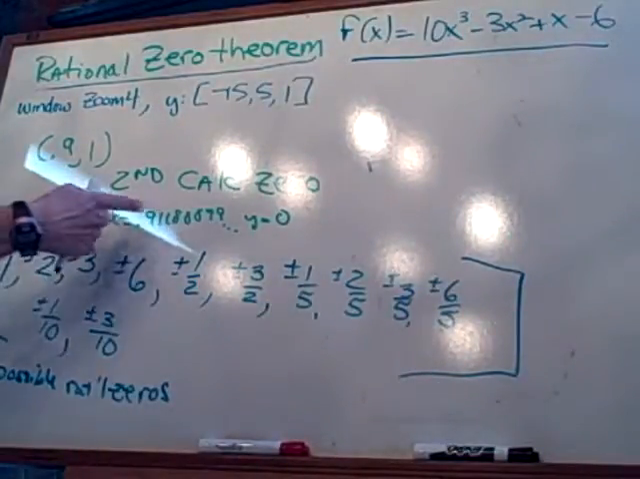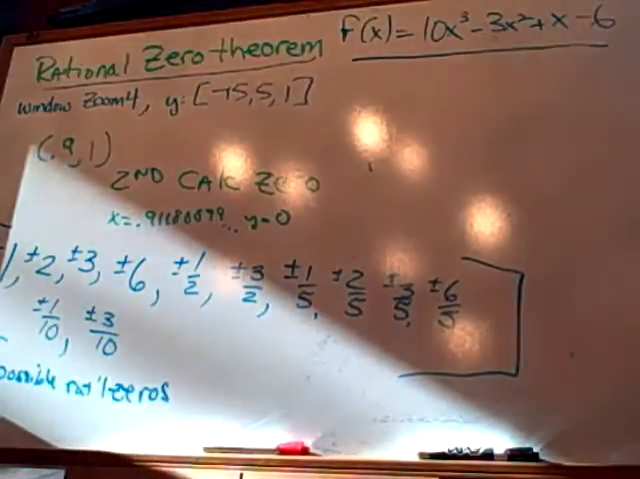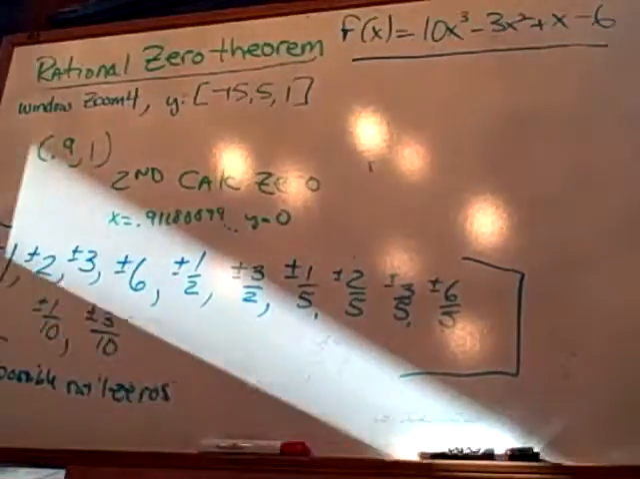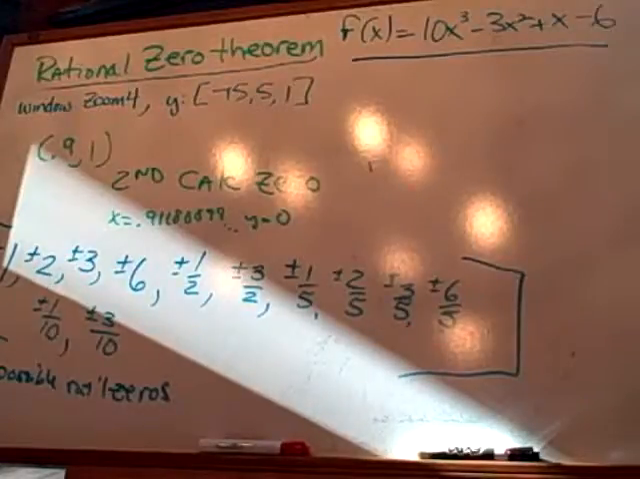So it's not going to be rational because our only rational choices were out of these, and none of those were even close to between 0.9 and 1. Are we okay with that?